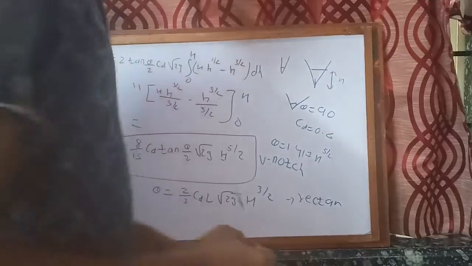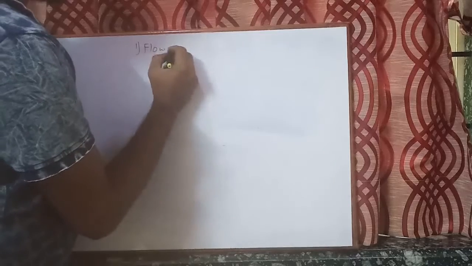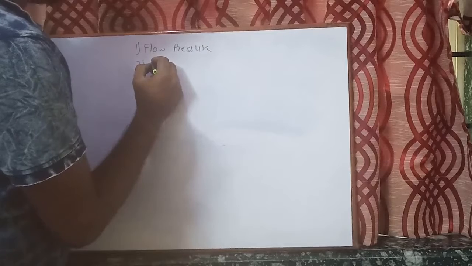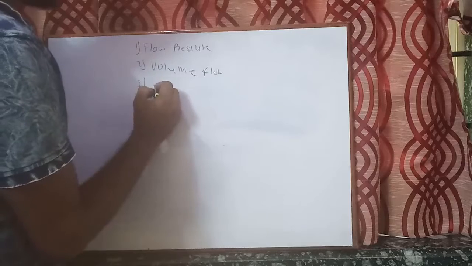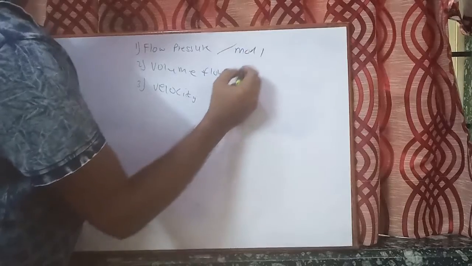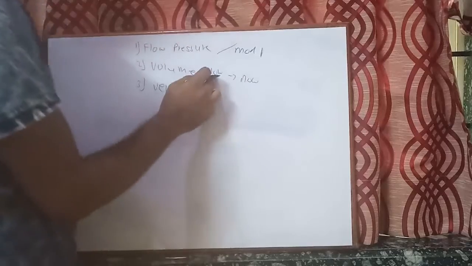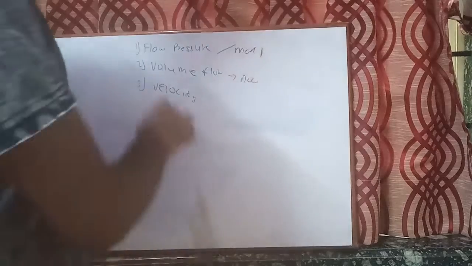Now what we covered so far. First we saw that we have three things here: flow measurement, pressure, then volume flow rate, and third is velocity. This was in module 1. Under this we studied venturimeter, orifice meter, V notch, and rectangular notch. Now this velocity I'll leave to you.